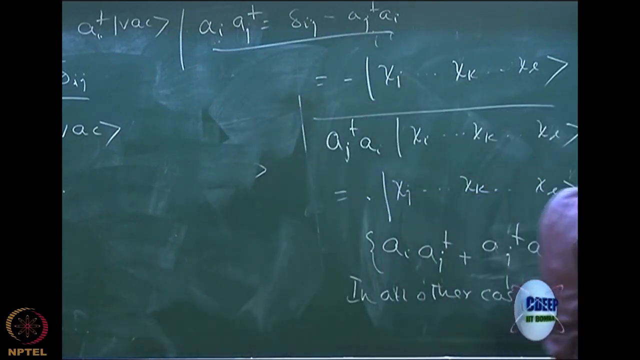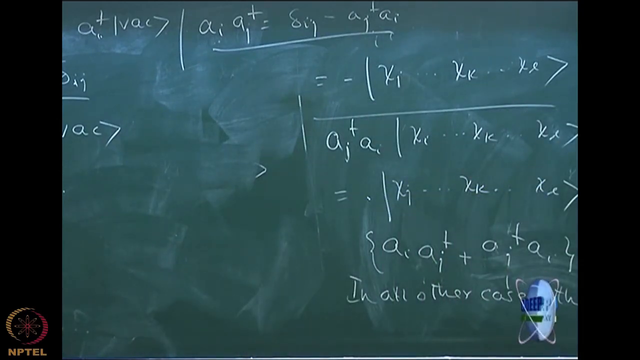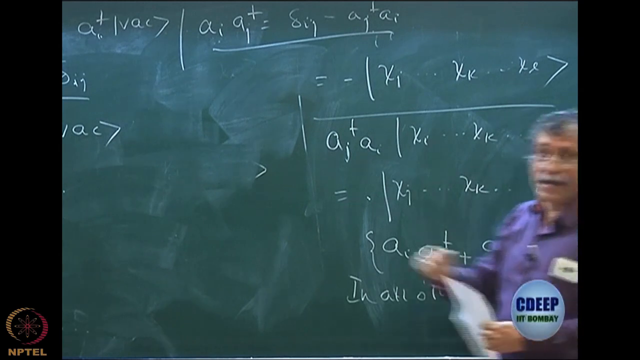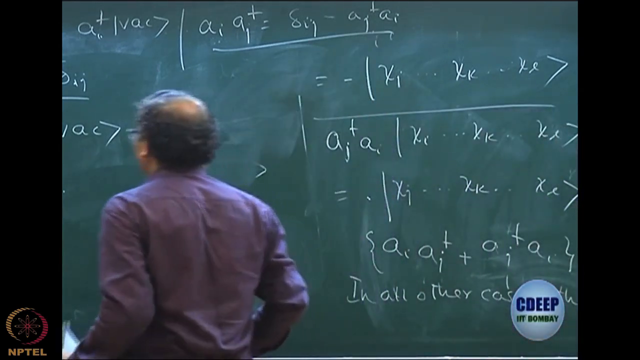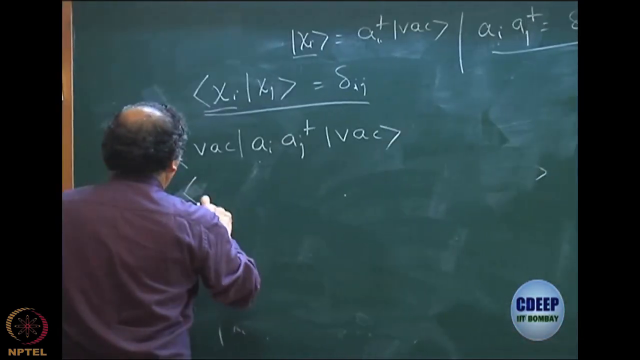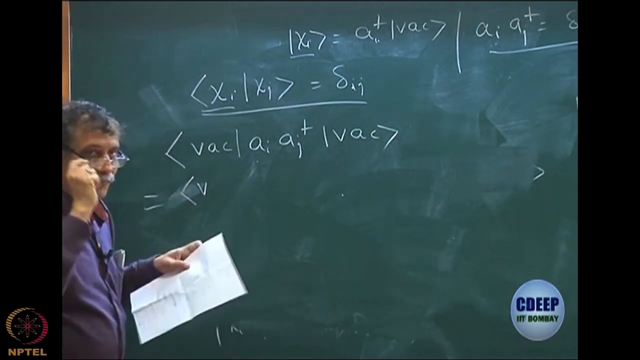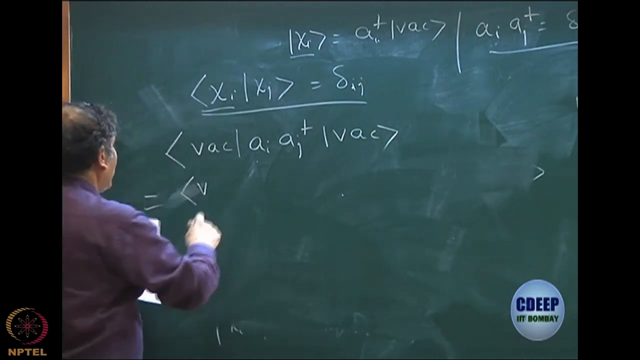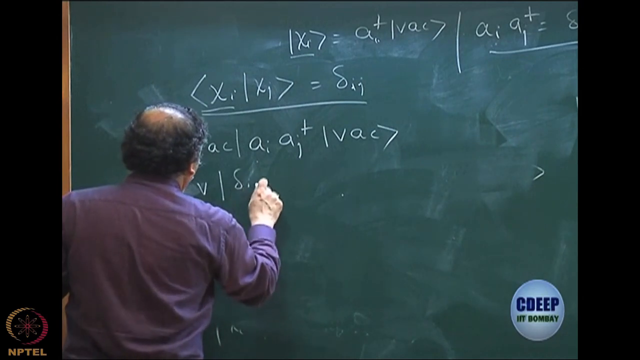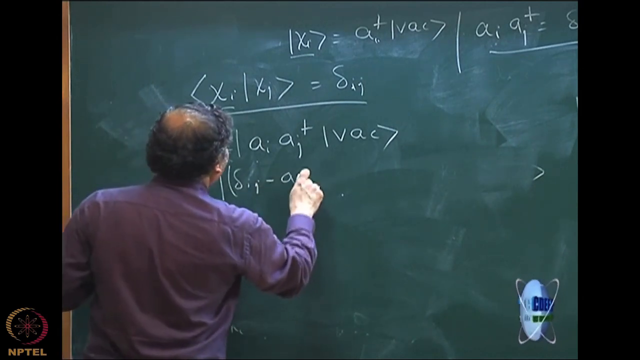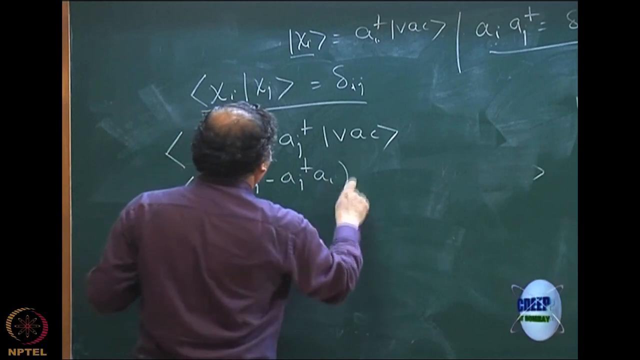Remember how to use this. A_i A_j dagger plus A_j dagger A_i equal to delta_ij. So A_i A_j dagger is delta_ij minus A_j dagger A_i. So let me put this here. Vacuum, I am just writing V to simplify. V delta_ij V minus A_j dagger A_i V.